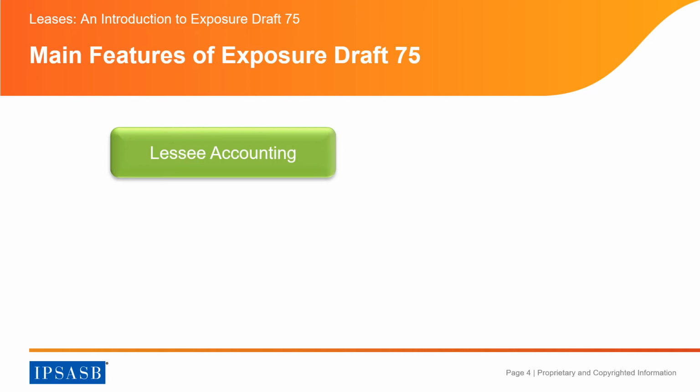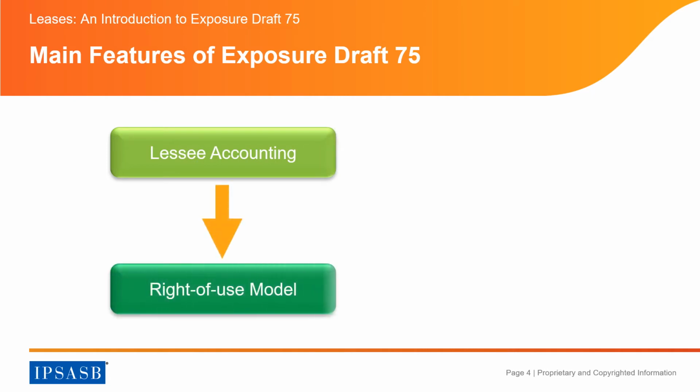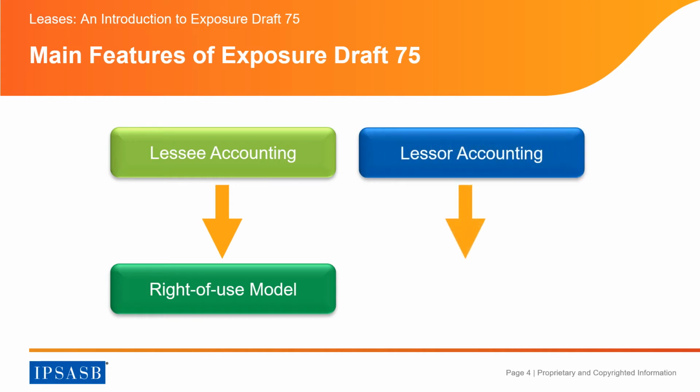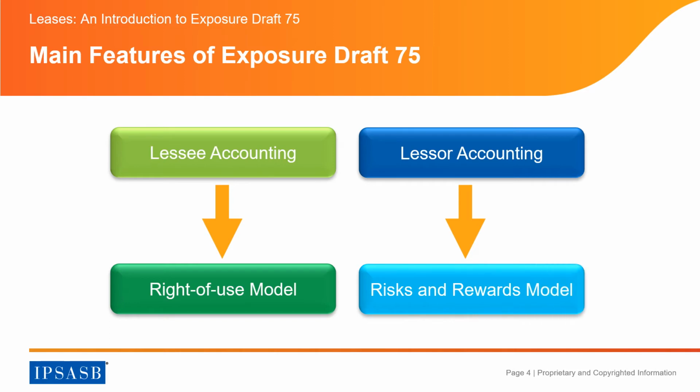Regarding lessee accounting, ED 75 proposes the right-of-use model aligned with IFRS 16. Regarding lessor accounting, and as I explained earlier, the IPSASB decided to propose to substantially carry forward the risks and rewards model that exists in IPSAS 13. ED 75 proposes specific changes to the model for consistency with the lessee accounting model in the areas of lease modifications and subleases. As explained later in more detail, ED 75 also proposes enhanced disclosures to better evaluate the amount, timing, and uncertainty of cash flows arising from a lessor's leasing activities.